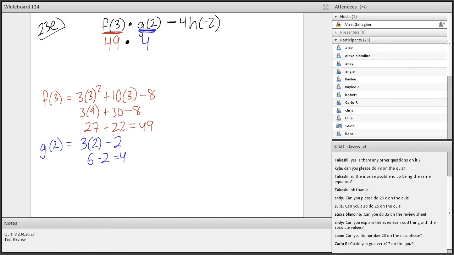This is a subtraction sign, and then it's 4. And since the 4 was right next to the h of negative 2, I'm going to end up multiplying it by whatever h of negative 2 is. And that's the next thing that I'm going to do. So again, over on my scratch paper, I tried to figure out what is h of negative 2, and so that would be 4 times negative 2, or negative 8. So this is negative 8.